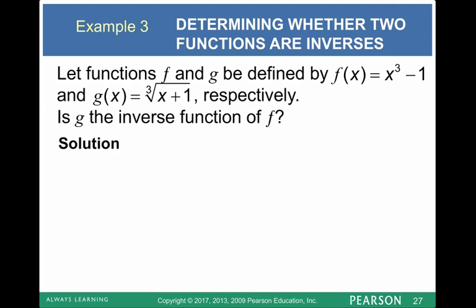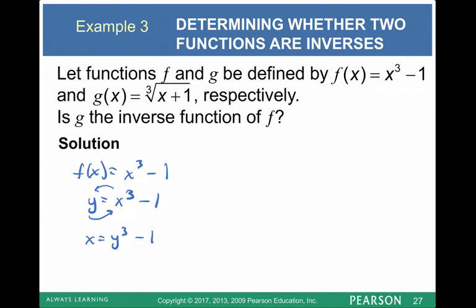So if we have this f of x equals x cubed minus 1, we want to find the inverse of this function. We're going to do the following. We write f of x as y. Switch the x and y, so these are going to switch places. So we're going to say x equals y cubed minus 1, and then solve for y.